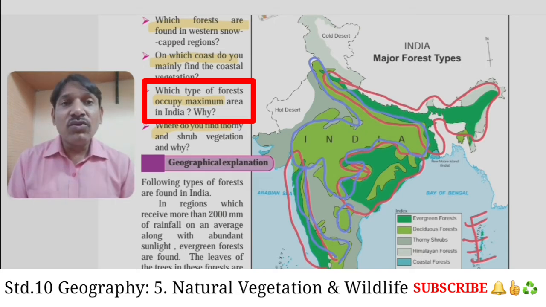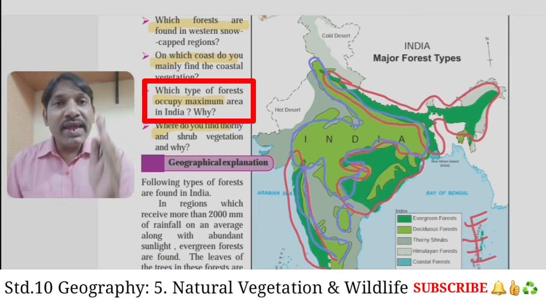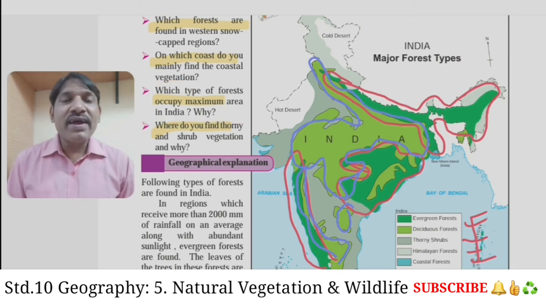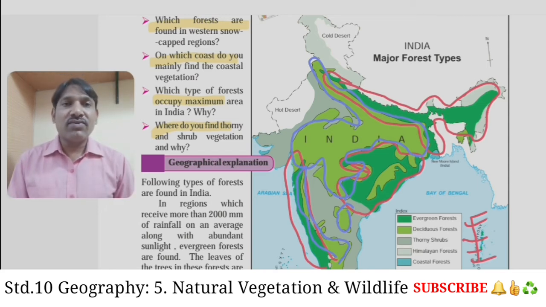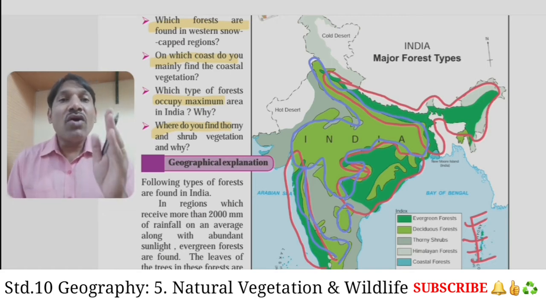Now let's move towards the next one. Now students, here we are going to study the areas, or the forest or the vegetation, of the region where the rain falls below 500 millimeter. There we see thorny forest. What kind of forest do we see there? Where we receive below 500 millimeter, there we see thorny forest.